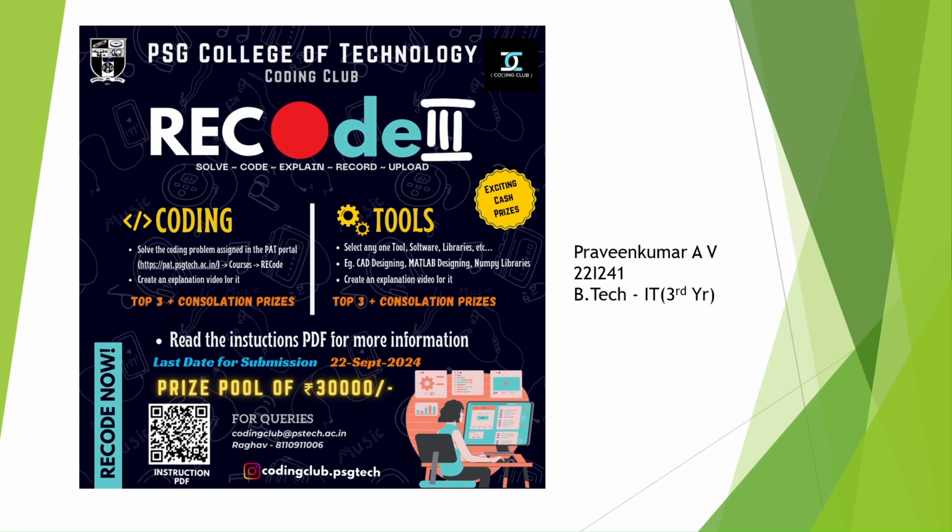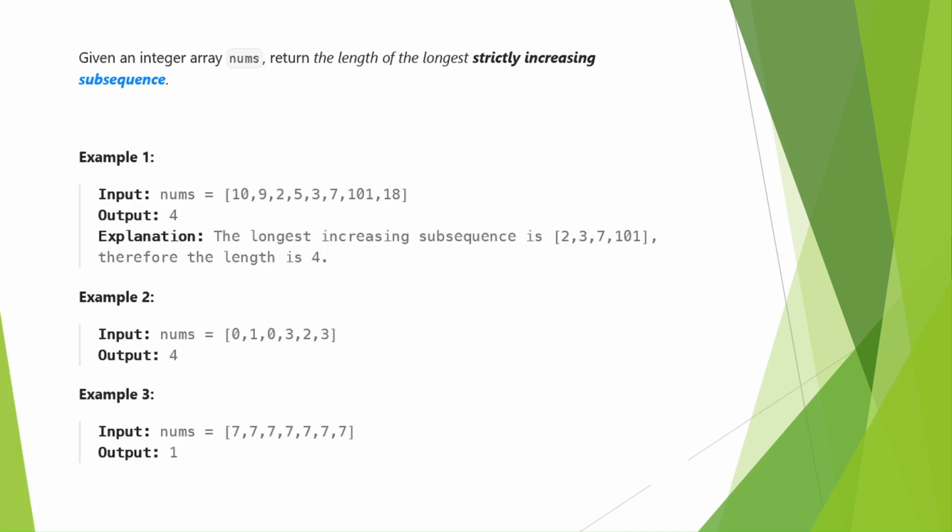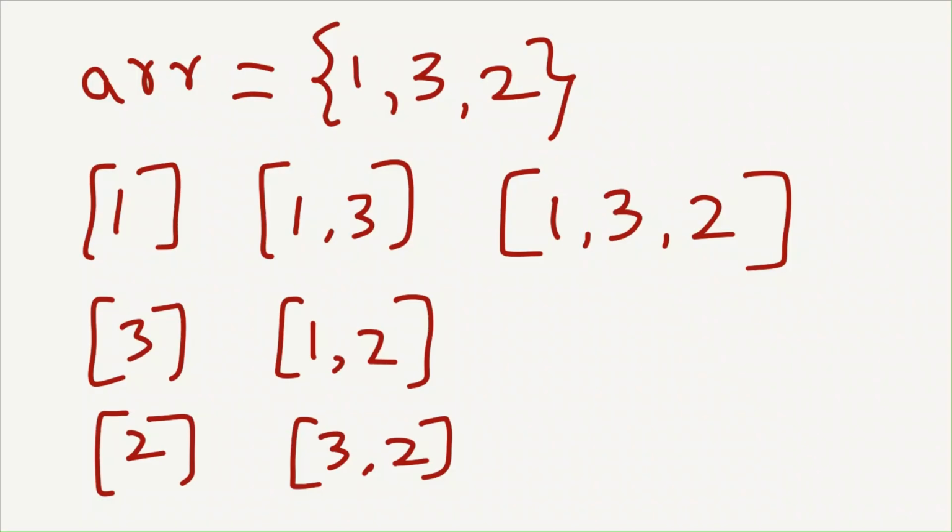Let's see the problem. The question is, given an integer array, we have to find the length of the longest increasing subsequence. Here is the explanation of the problem. Let's take an array with elements 1, 3 and 2. We have to return the length of the longest increasing subsequence. The possible subsequences are 1, 3, 2, 1 3, 1 2, 3 2 and 1 3 2. Out of this, we have to find the longest increasing subsequence. The subsequence should be strictly in increasing order.